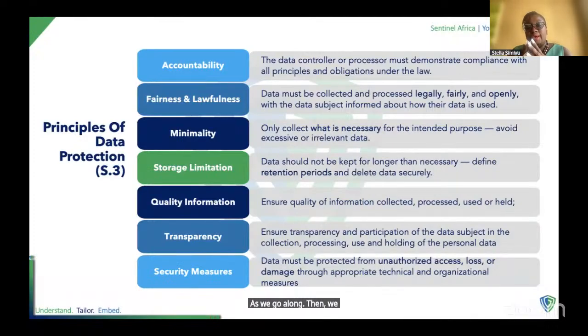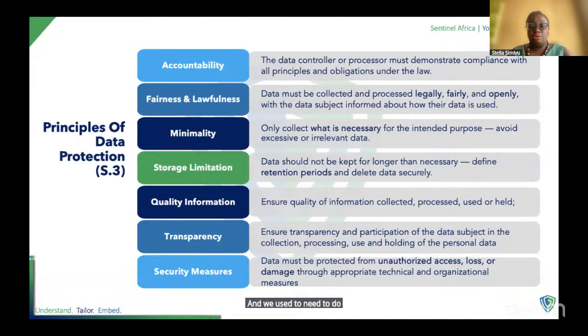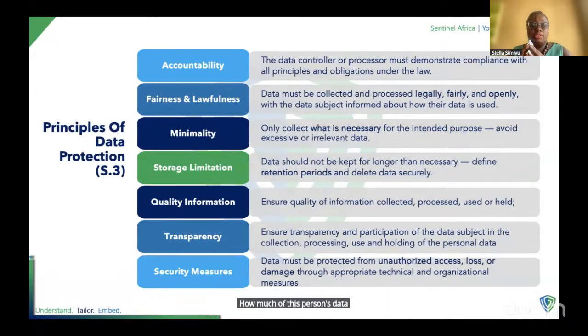Then we need to be fair and lawful as we are collecting information. So we need to make sure that we are letting people know what information are we collecting, why are we collecting it, how is it going to be used, and we need to do that in accordance with the law. We also need to enshrine a principle called minimality. So we're not asking for too much data. So you need to ask yourself, to be able to give this person a service or to be able to do a certain thing, how much of this person's data do I actually need? So you only collect what is needed.